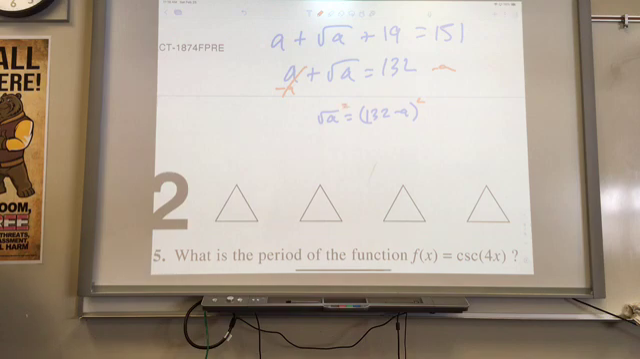This is still not the best way to do it. I'm showing you because I want you to see how to save time. When I FOIL that, I get massive numbers, like 17,424 minus 264a plus a squared, and then I have to bring that over and factor it. It gets insane, right?